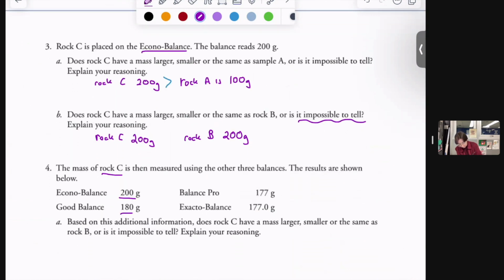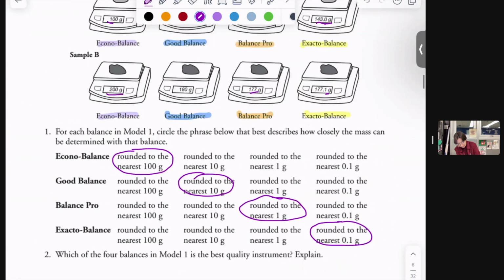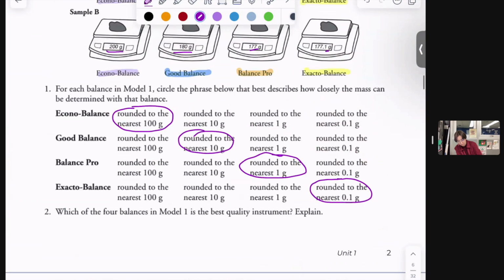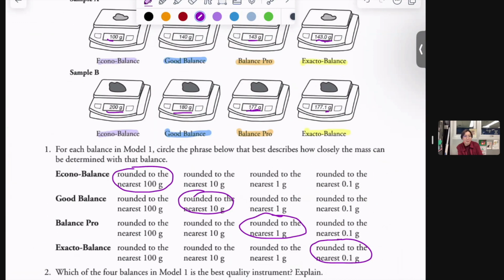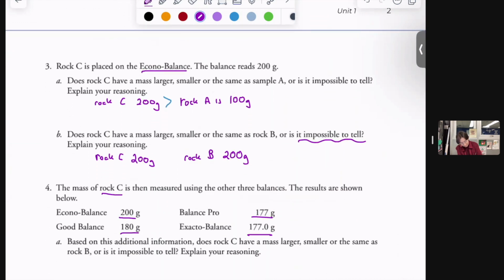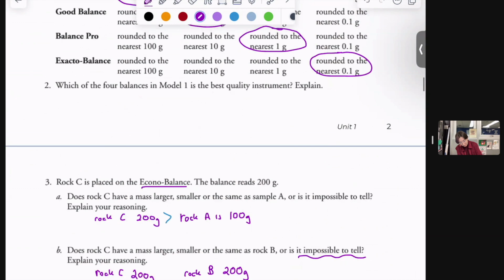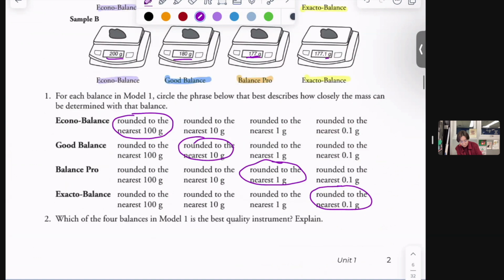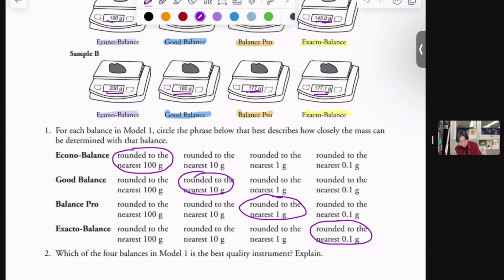How about our good one, 180? Comparing it to rock B, still the same, we can't tell. They seem the same. Let's compare to the Pro. Again, same number. But with this tool, let's see that. So X-Acto for rock C, we're getting 177.0 grams. The tool for rock B got 177.1 grams.